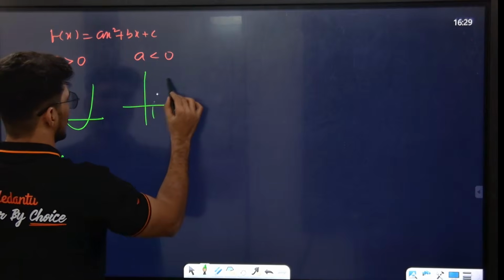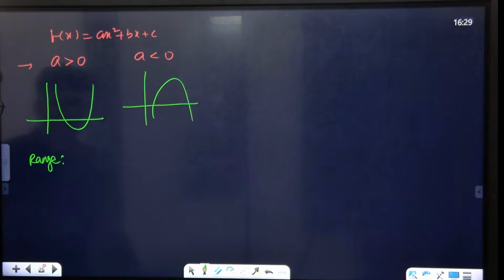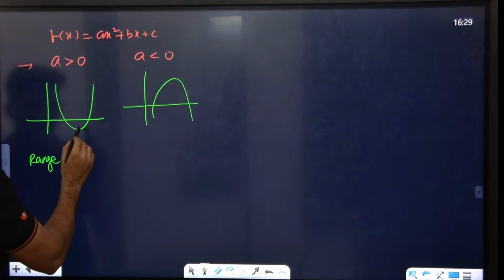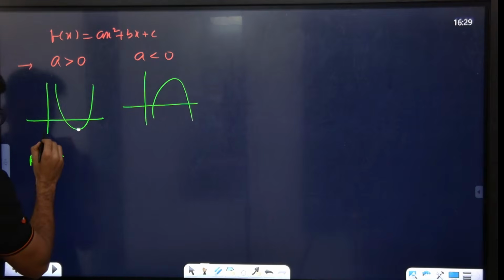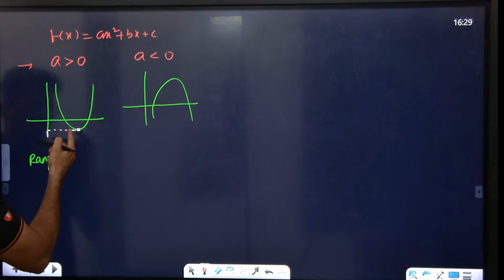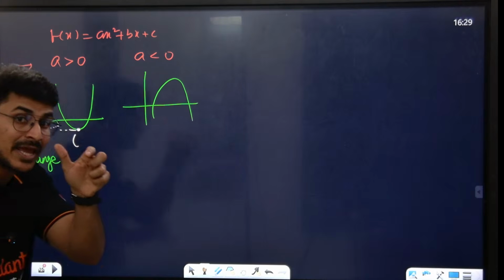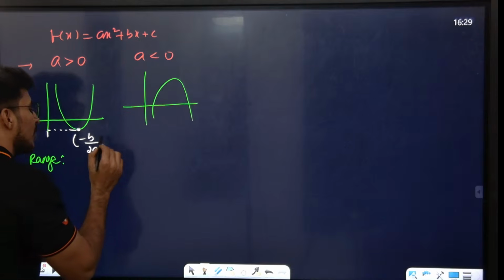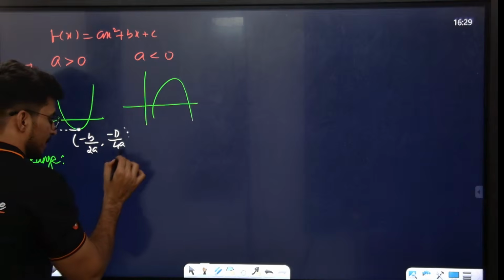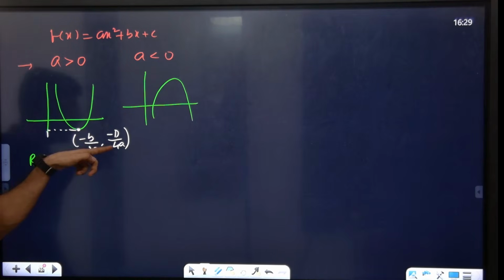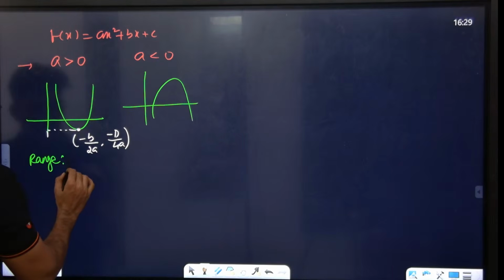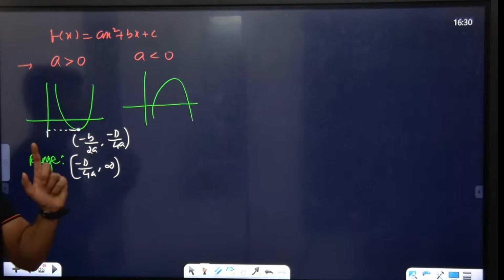When a is positive, what is the range? For the range you have to look at the y-coordinate. The minimum value of the parabola is at x-coordinate minus b by 2a, and the y-coordinate is minus d by 4a. So the minimum y is minus d by 4a and the maximum is infinity. When a is positive, the range is minus d by 4a to infinity.